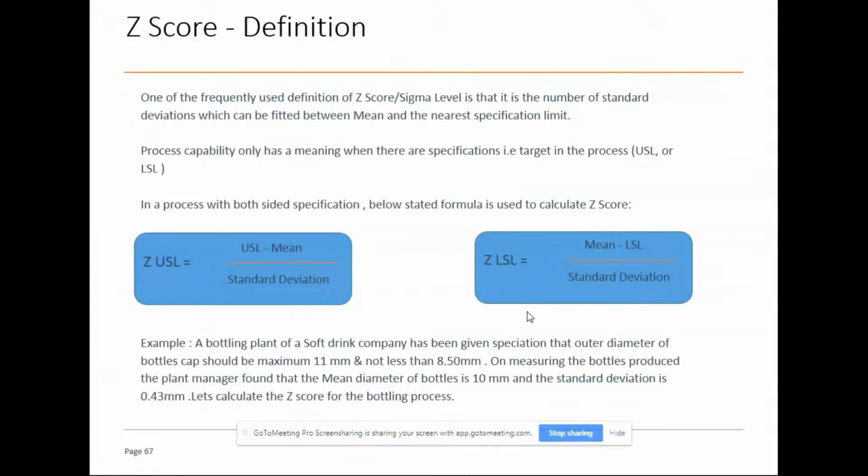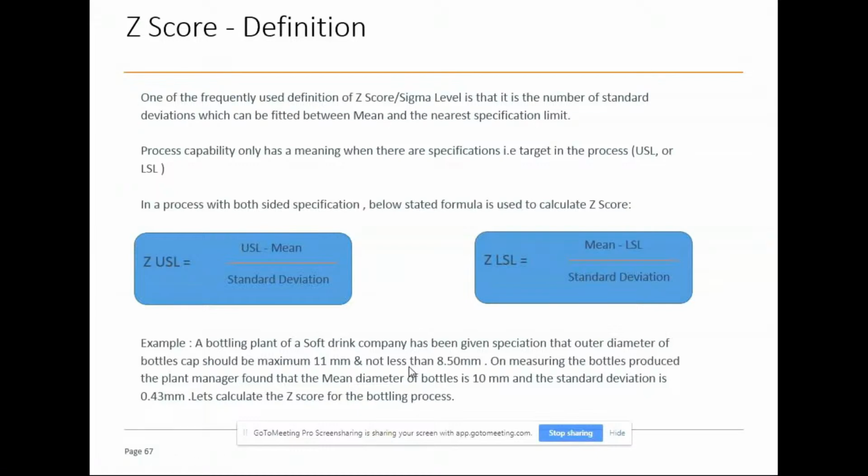There are two kinds of specifications: an upper specification limit and a lower specification limit. The concept remains the same. We need to calculate how many standard deviations we can fit between the upper specification and the mean, and between the lower specification and the mean. These are the formulas you would use. Let's take an example and do the calculation.